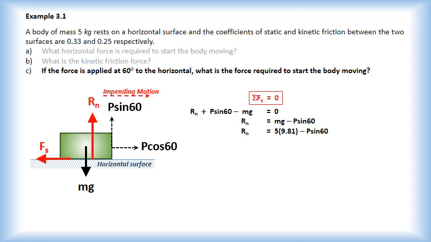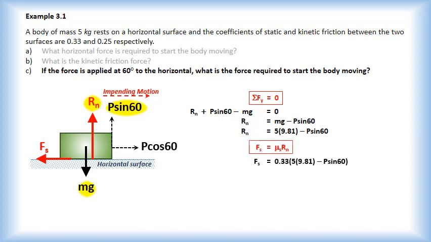And we next sum up the forces along the normal direction to get an expression for a normal reaction in terms of P. And note that Rn is no longer just equal to mg, because we have three forces involved in the direction normal to the motion.